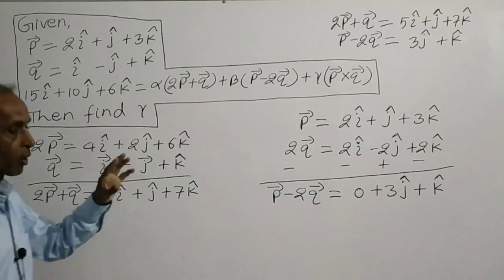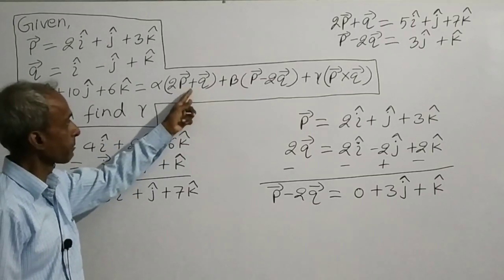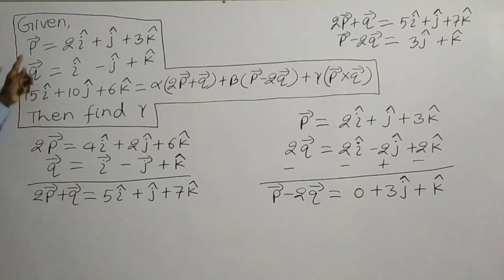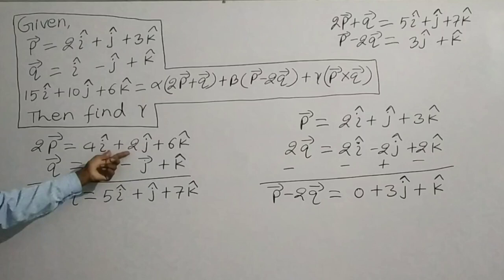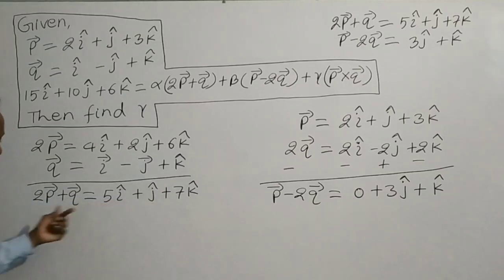First of all, we find 2 times vector P plus vector Q. 2 times P we write here and here write Q. After adding, we get 2 times vector P plus Q.